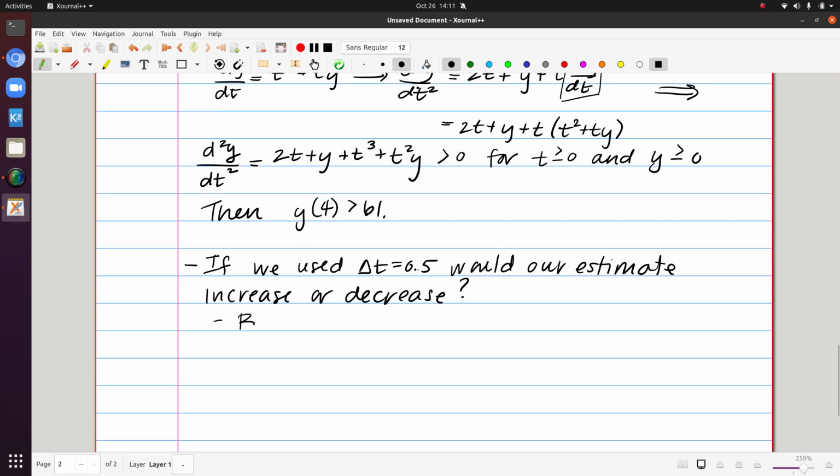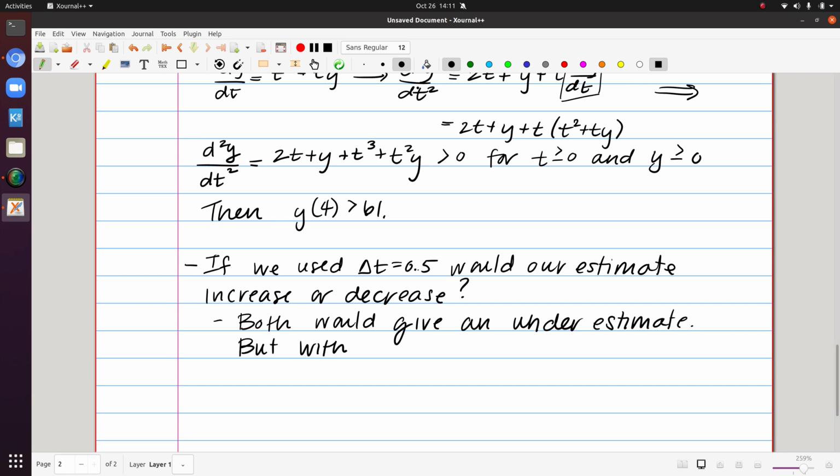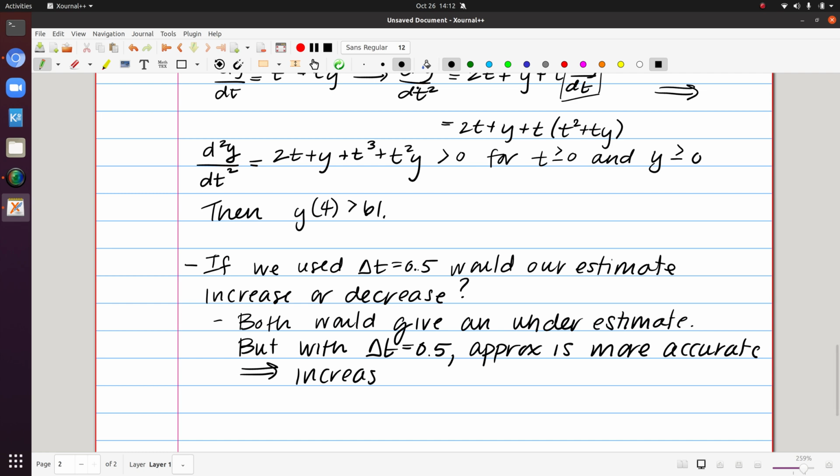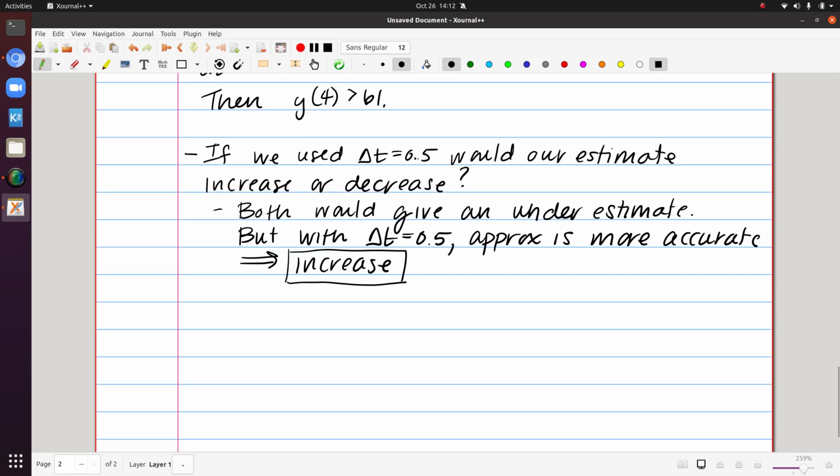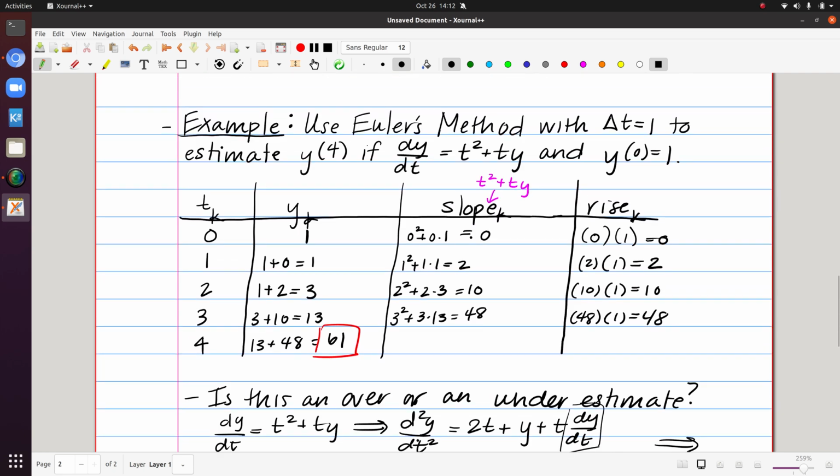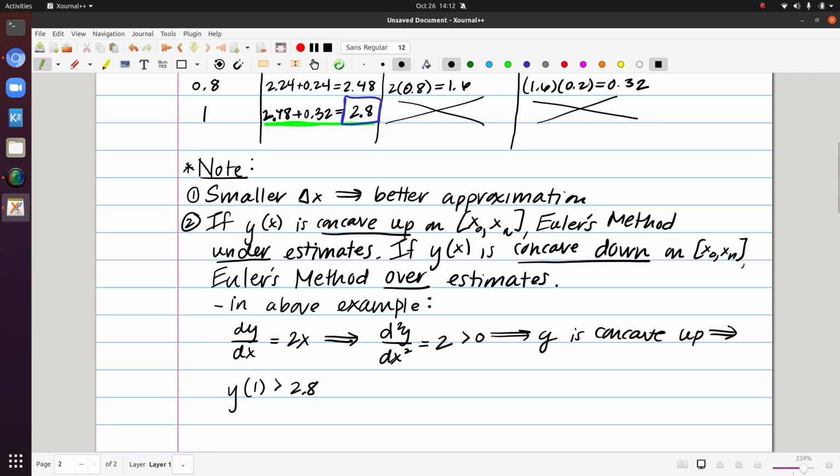So the key thought process here is that both would give an underestimate, but with delta t equaling 0.5, the approximation is more accurate. And so that would imply that in answer to this question, our estimate would increase. So if I have two underestimates, the more accurate one is larger. So this is just putting to use several of those ideas about Euler's method in general, both 1 and 2, in order to answer that question.